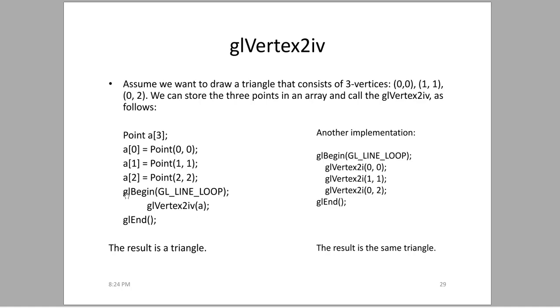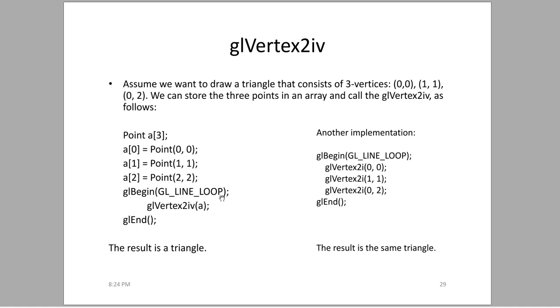And remember, we will use glBegin and glEnd before and after drawing anything. So glBegin, what do you want to draw? I want to draw a line loop, and what is a line loop? It will connect the 3 points together. So that will give you a triangle.